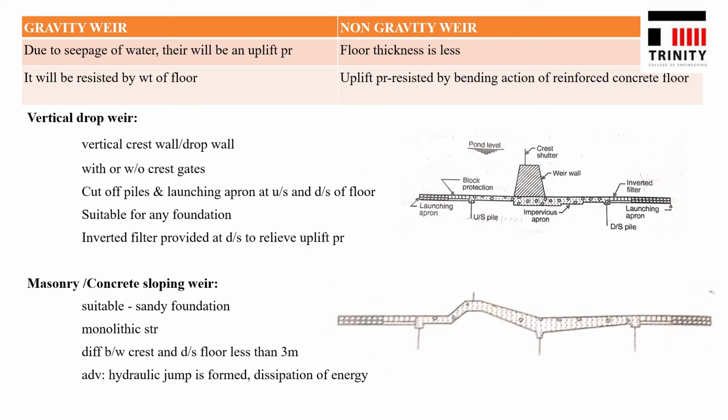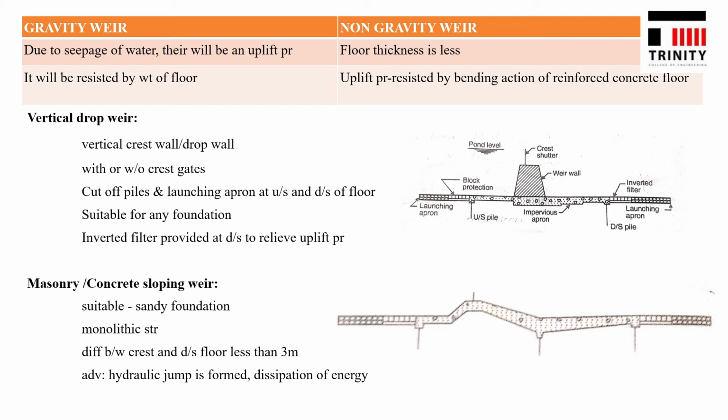Now, in the division of weirs based upon the design of flow, there is the gravity weir and the non-gravity weir. In a gravity weir, due to the seepage of water there will be an uplift pressure or uplift force, and it will be resisted by the weight of the floor. Why it is said to be a gravity weir: all the external forces are resisted by its own self-weight, so it is called a gravity weir.